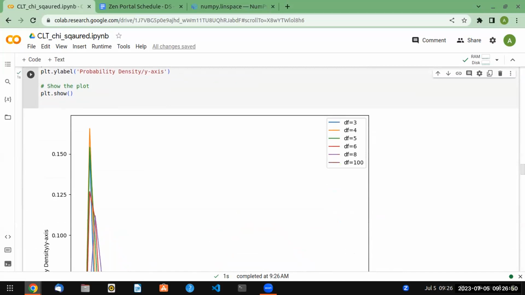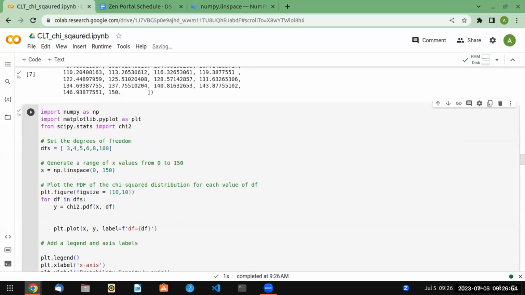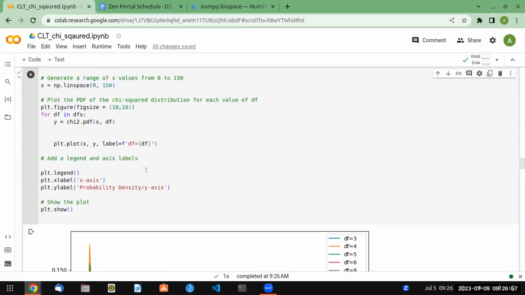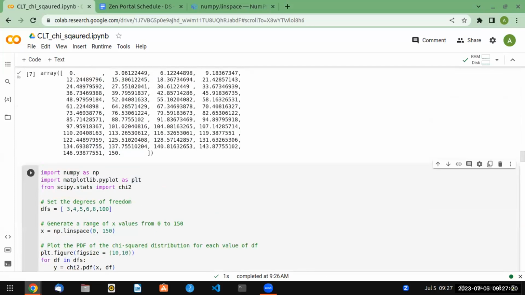Any query? Ashish, about that legend line, this one: plt dot plot x comma y, then label equal to f. We'll also cover this in detail. This function plt, so plt is coming from here, guys. Plot. What is that? Matplotlib. Yeah, matplotlib.pyplot. Okay, so this is a big name, but you will get acquainted with this.